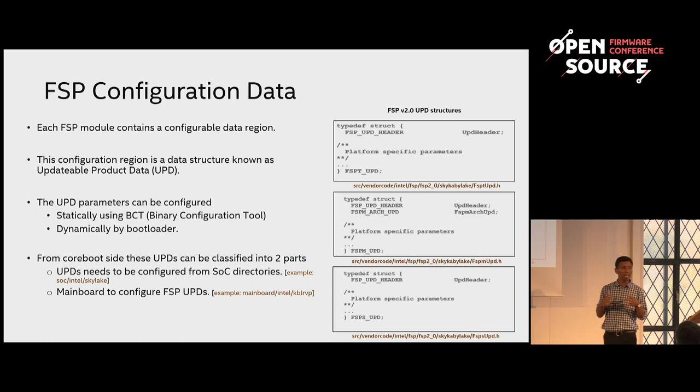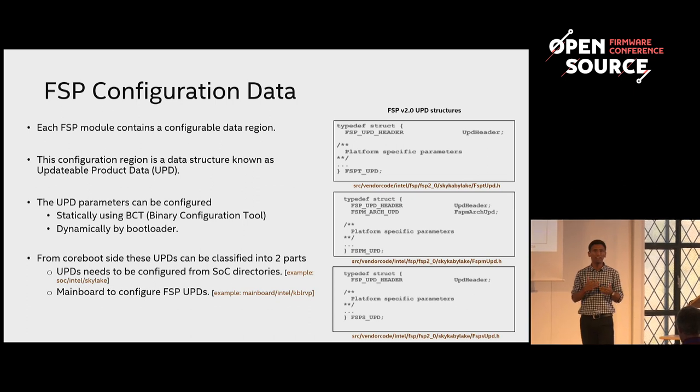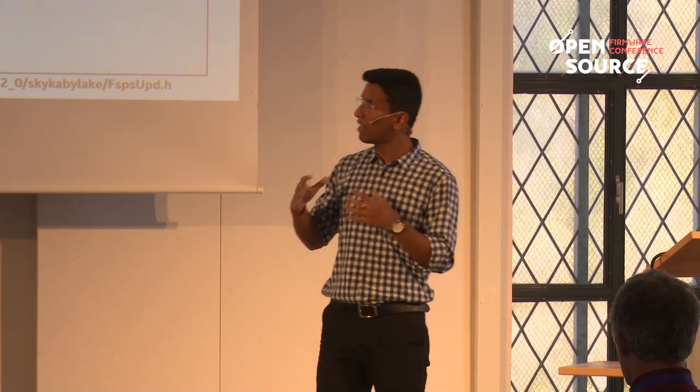Now this input can be broadly categorized into two parts. One is the statically configured UPD. The second is the dynamically configured UPD. Statically configured UPD, as the name suggests, might be based on certain deltas from one SoC to another SoC, or requirements that change from one OS to another OS, where your bootloader doesn't need to take any decision. Whereas with the dynamic UPD, your bootloader needs to process certain data to make certain decisions and update those UPDs.